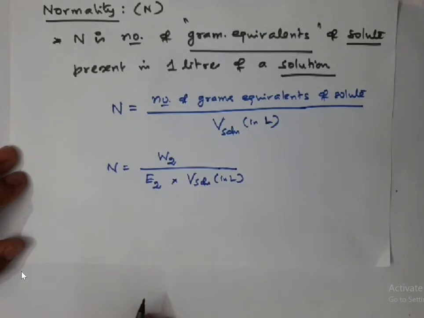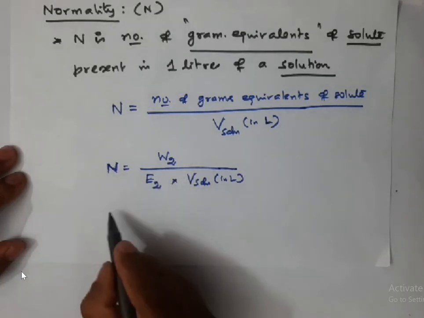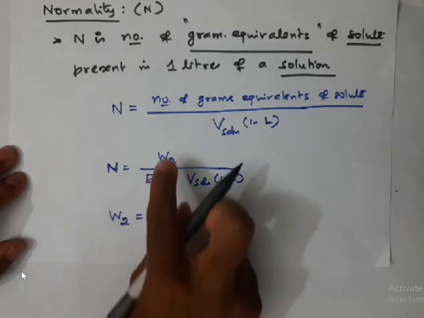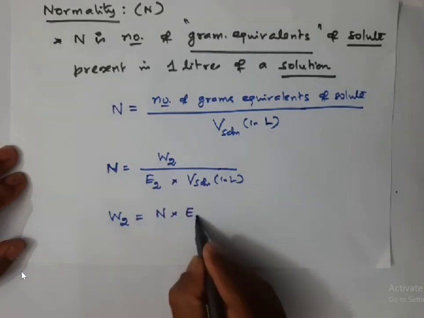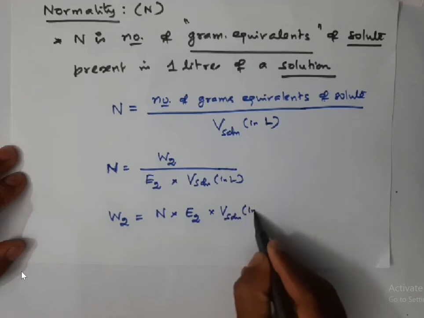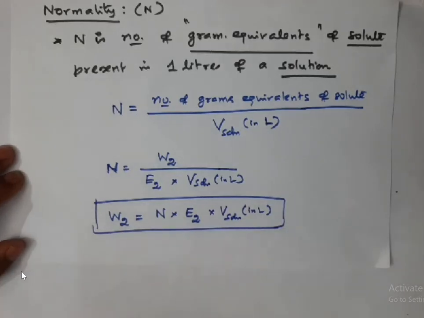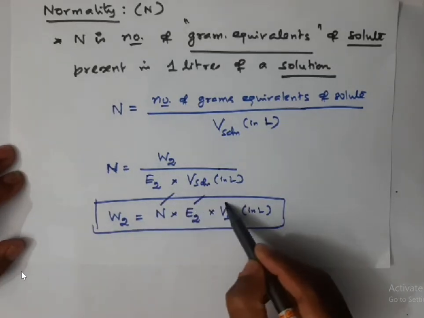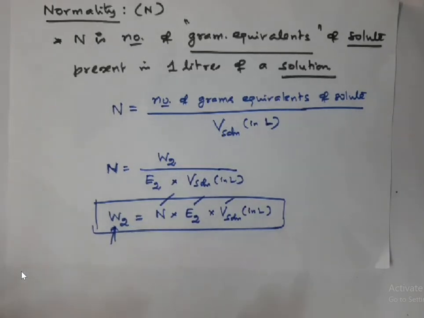So this is a very useful one. Keep this in mind. From this you can also write W2 is equal to normality into equivalent mass of solute into volume of the solution in liter. This is a very useful expression. If you know the normality, equivalent mass and the volume, you can find out the mass of solute present in the solution. Very useful relation. Keep this in mind.